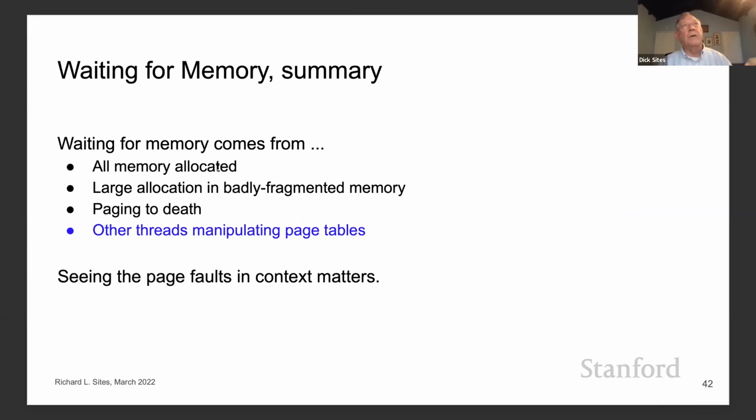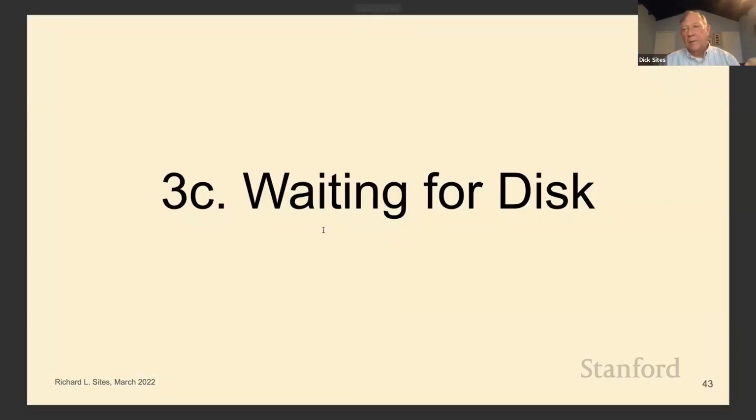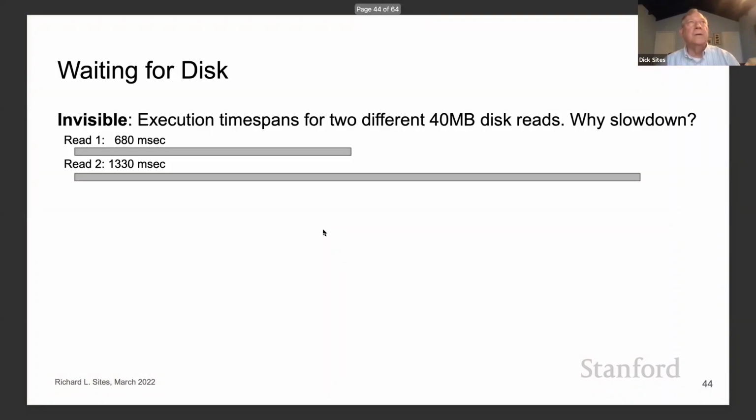So, a summary about waiting for memory. Waiting for memory can come from all the memory being allocated. It can come from trying to do a large contiguous allocation in a badly fragmented memory. It can come from just paging to death, or it can come from other threads that are manipulating page tables and temporarily locking them out, except that the temporary is much longer than you might have thought in your head. So that's for memory. For disk, it's a couple of sample programs.